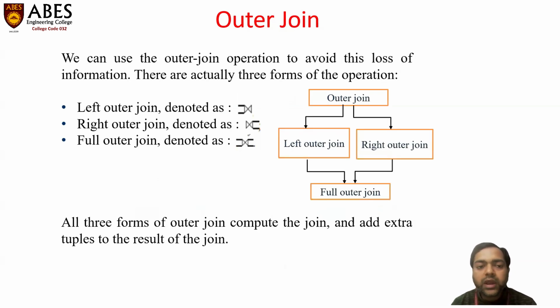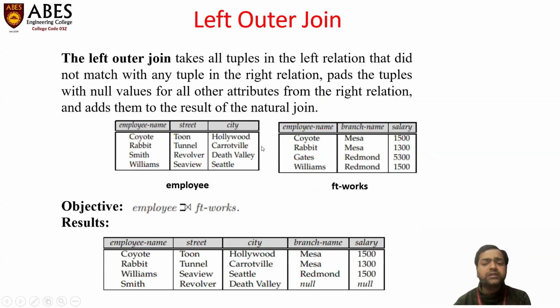So in this case, we'll use the outer join operation. Okay. Now to avoid the loss of information, we'll use outer join, and it is classified into two types, that is left outer join and right outer join. And if we combine both the left outer join and right outer join, then we get the full outer join. We'll discuss one by one with the help of an example. So for the left outer join, the operator is written like this. In the right outer join, we have this symbol, and the full outer join has this symbol. Okay. Now we'll discuss one by one.